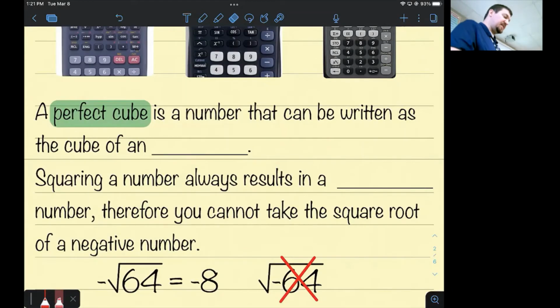A perfect cube is a number that can be written as the cube of an integer. It's a similar definition to what we had for perfect squares yesterday. Squaring a number always results in what type of number? This is important that you know it. If you square a number, it will always be, I saw Jacoby's hand first. Positive.